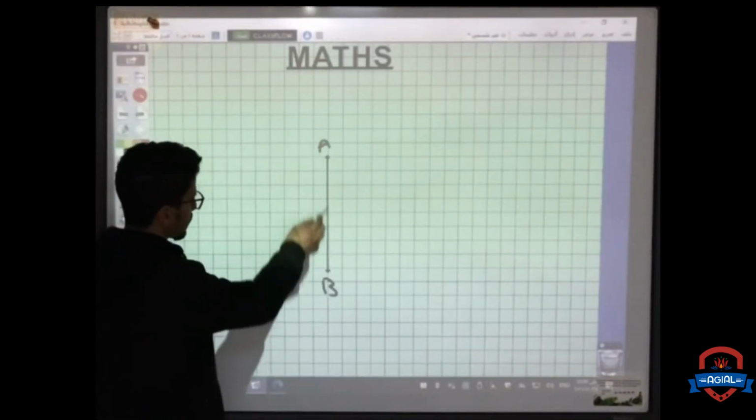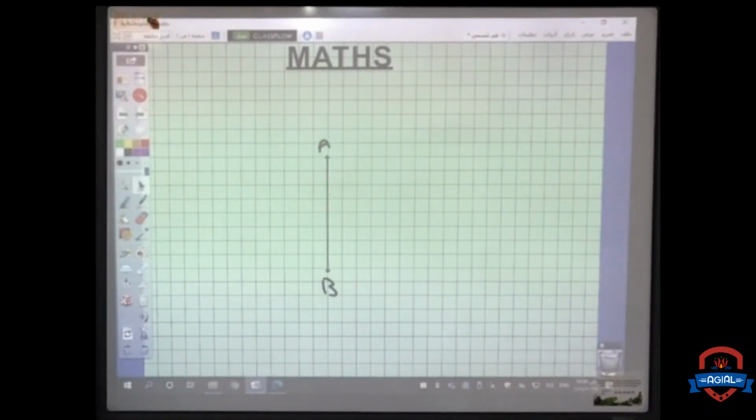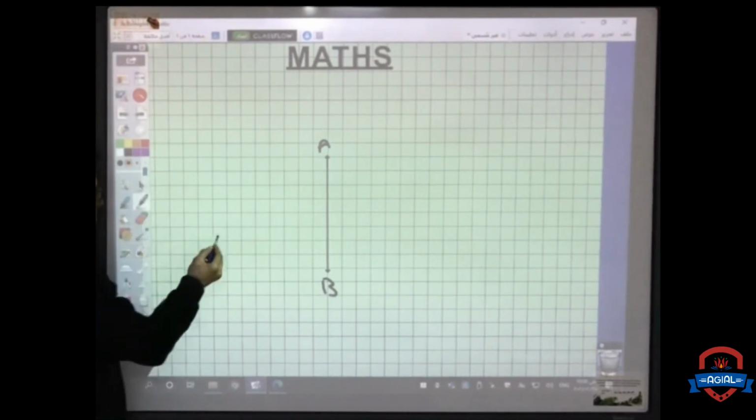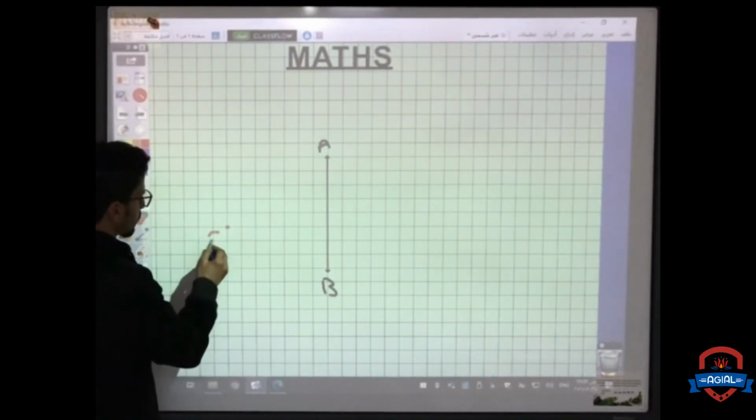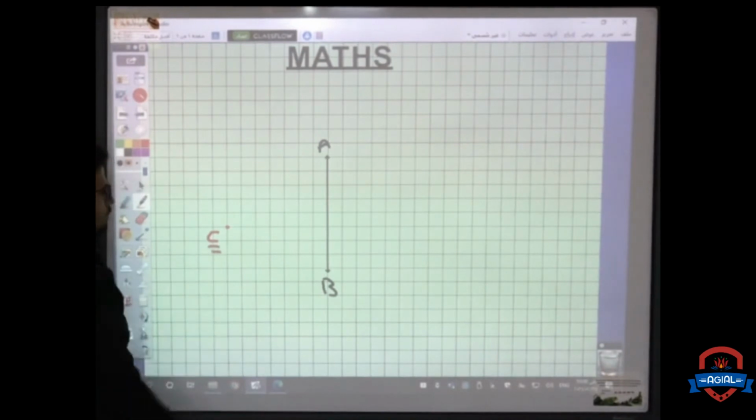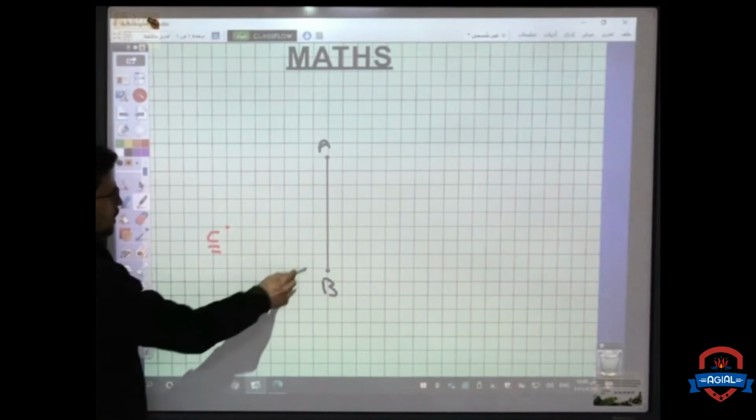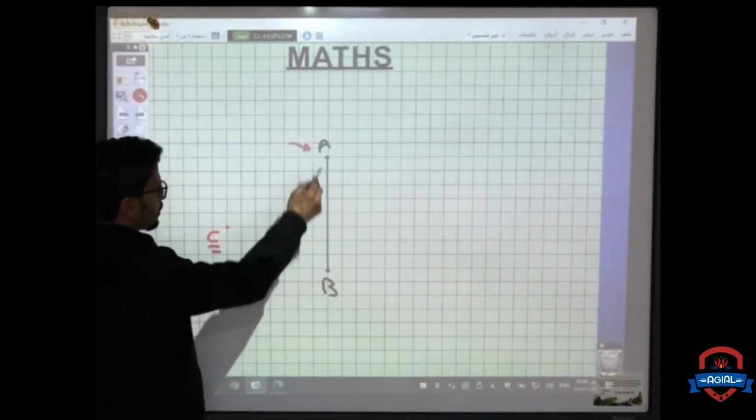We can use this straight line, and for example, the point C is placed here. So we have the point C, and we need to find the image of the point C by reflecting across this line AB.